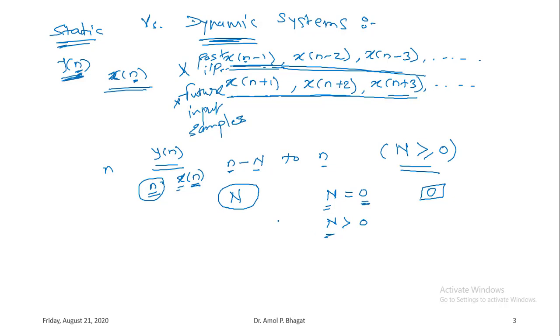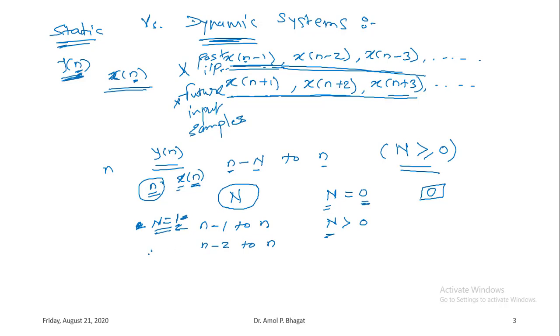But if I am taking N greater than 0, for example, if I am taking capital N equal to 1, this duration will be n minus 1 to small n. If I am taking N equal to 2, then n minus 2 to small n. So in this case, it requires a single memory unit because capital N is equal to 1 here. Therefore, the memory duration will be 1, and a single memory unit is required here.